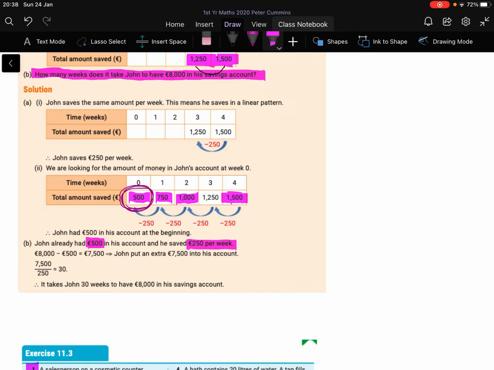Well, let's take away the 500 at the start. So we have 8,000, take away the 500 euros. He has to save 7,500 euros. That's how much he has to put into the account. So how many 250s would he have to put in to get 7,500 euros? And the answer is 30. So you divide the weekly amount into the amount that he has to save in total. And that gives 30 weeks to get his 8,000 euros.